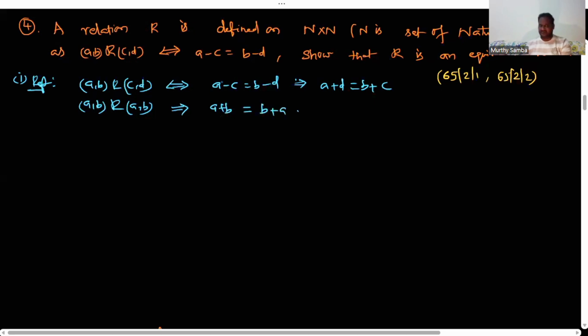This is right or wrong? Yes, absolutely correct. Therefore, our relation R is a reflexive relation. Coming to the second relation, that is symmetric relation.